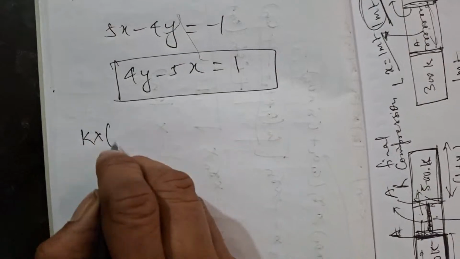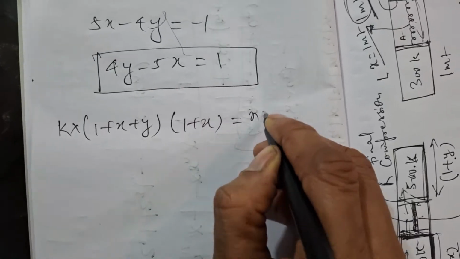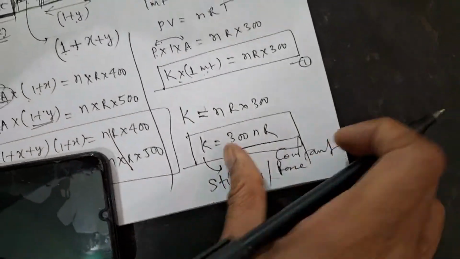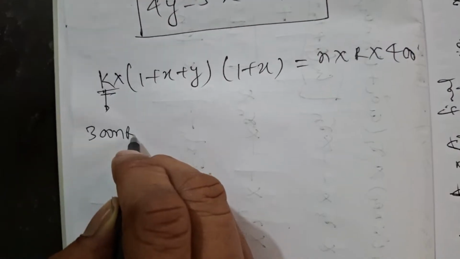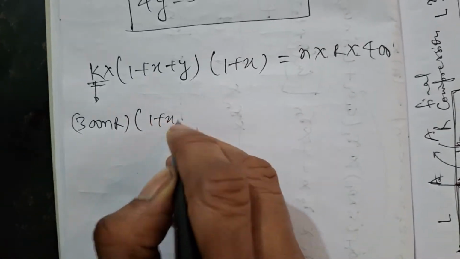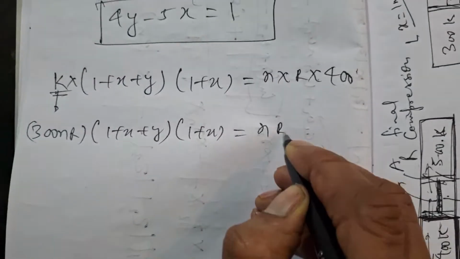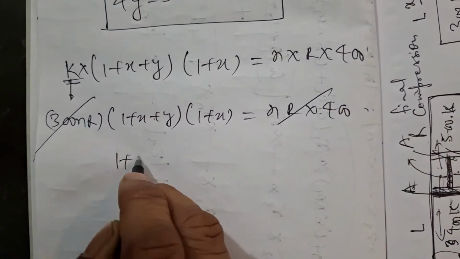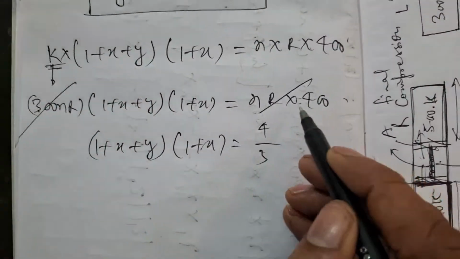K into 1 plus x plus y, into 1 plus x, equals n into r into 400. Now put the value of k. K you already evaluated from the first condition: 300 nr. So put here the value of k: 300 nr into 1 plus x plus y, and here is 1 plus x, and this is nr 400. Now we could solve. So you will get 1 plus x plus y, into 1 plus x, and this is 4 by 3. 3 throw to the right side.